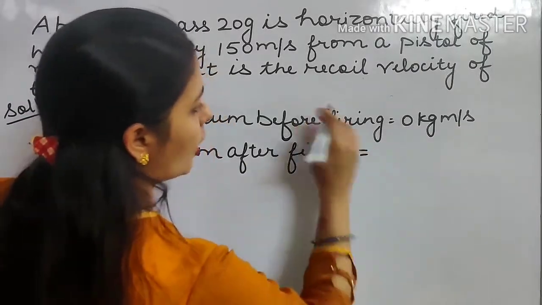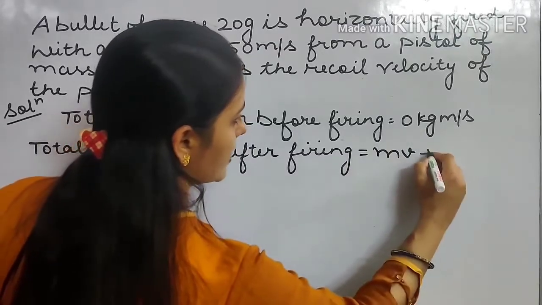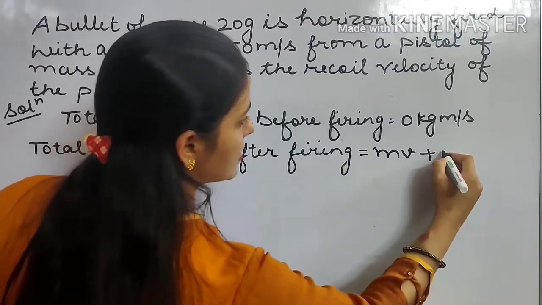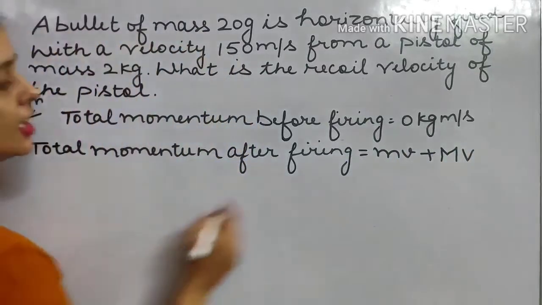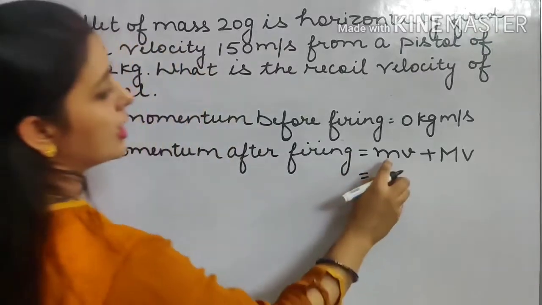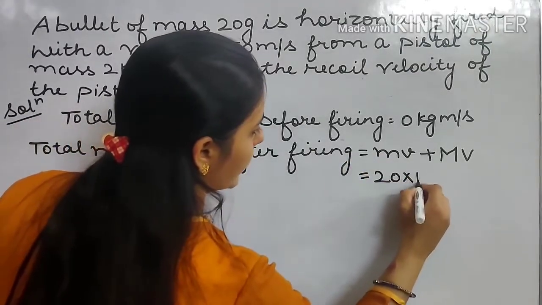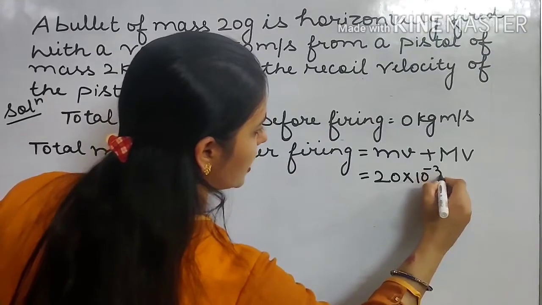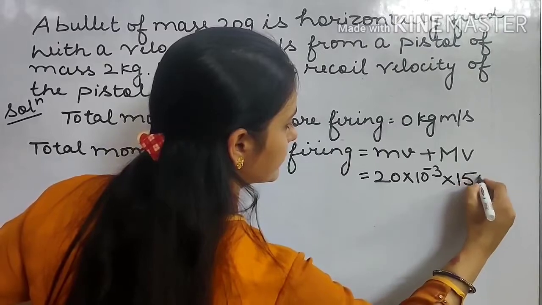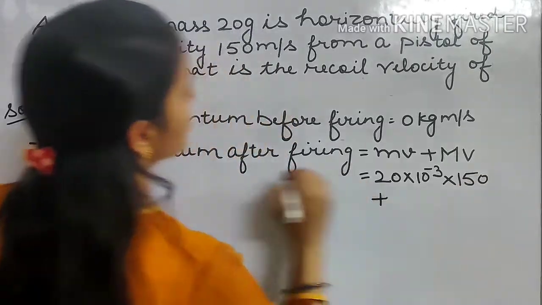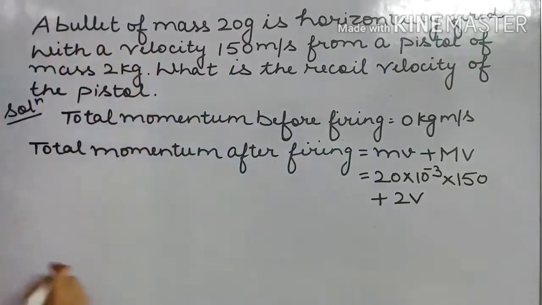the momentum of the bullet, that is mass multiplied by velocity, plus momentum of the pistol, mass of the pistol and recoil velocity. You can put the values here. Mass of the bullet is 20 multiplied by 10 raised to the power minus 3. Velocity is 150 plus mass of the pistol is 2 into V.